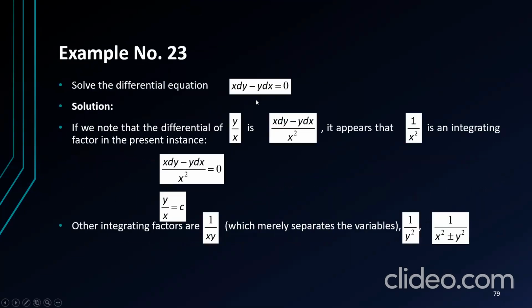So, example number 23. Solve the differential equation x dy minus y dx. Ito yan. Simple lang muna. Marami namang mapraktisan nito. If we note that the differential of y over x is x dy minus y dx over x squared, it appears that 1 over x squared is an integrating factor in the present instance. Sinabi ko kanina, y dx minus x dy. Okay? Baliktad. Okay. So, x dy minus y dx over x squared is equal to 0. Multiply mo na yung B. So, y over x is equal to c.